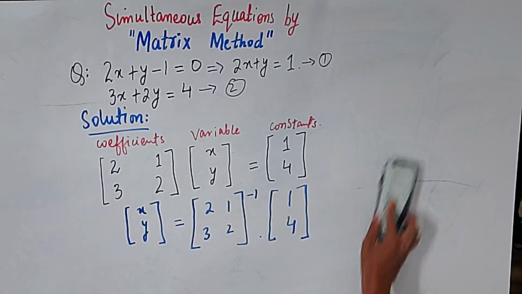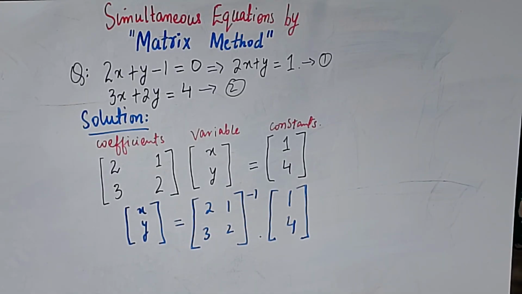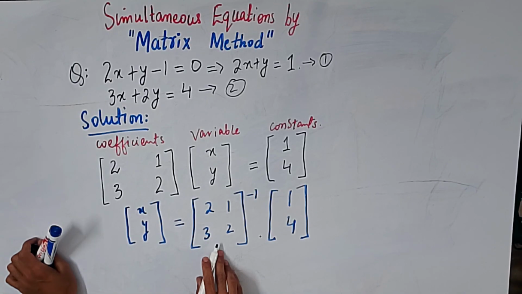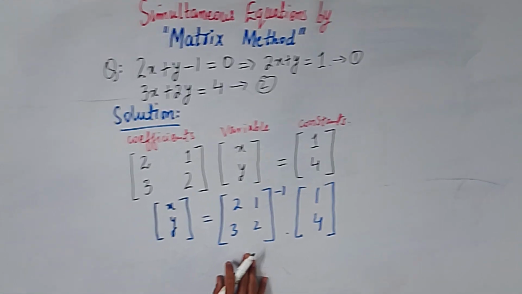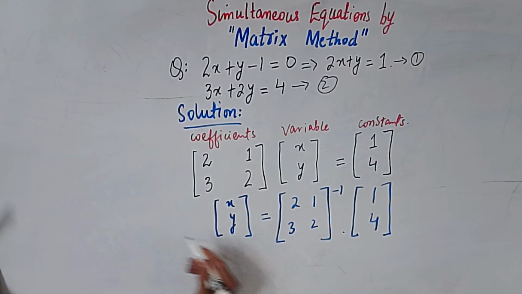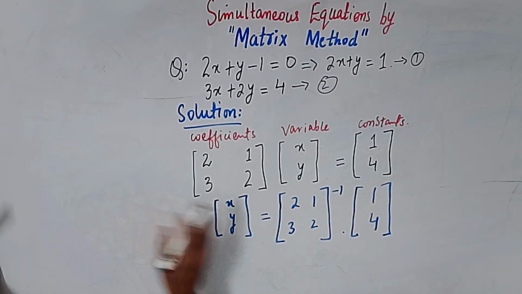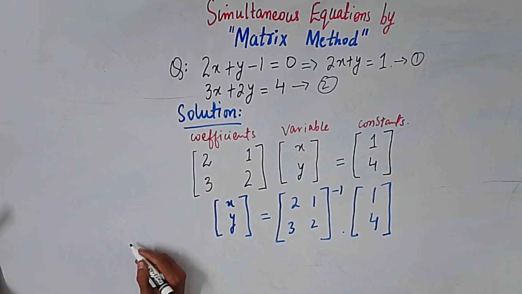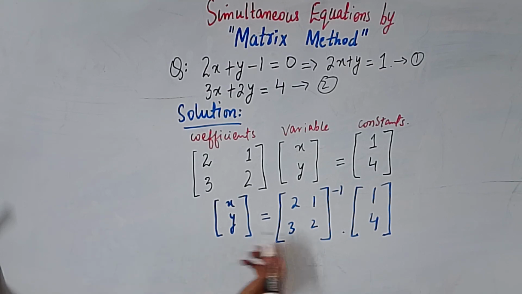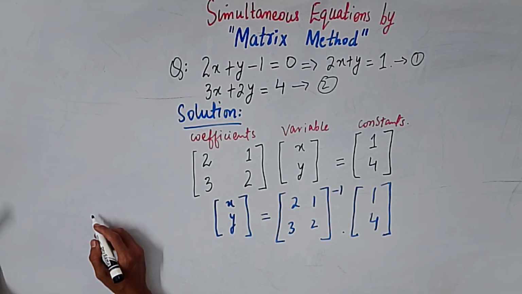And if you don't know, you can visit our channel and watch the video of it. It's already there in the channel, how to find the inverse of a matrix. So let's see that. First, find the inverse of this particular matrix. What is the method of finding the inverse of a matrix? Adjoint upon determinant. So first of all, find the determinant of it.